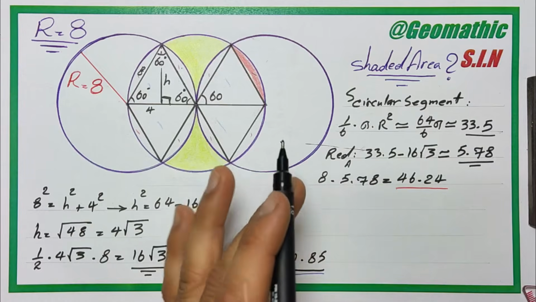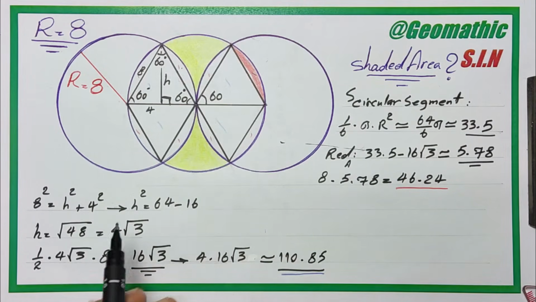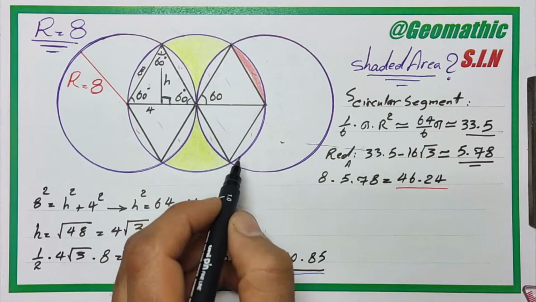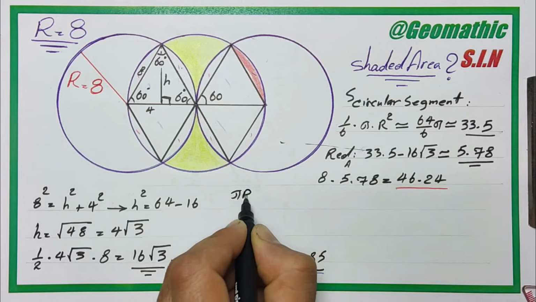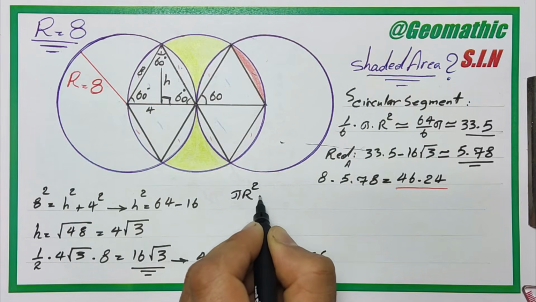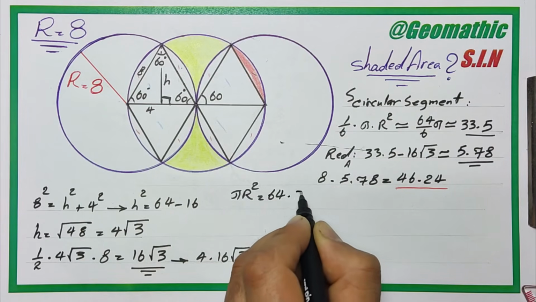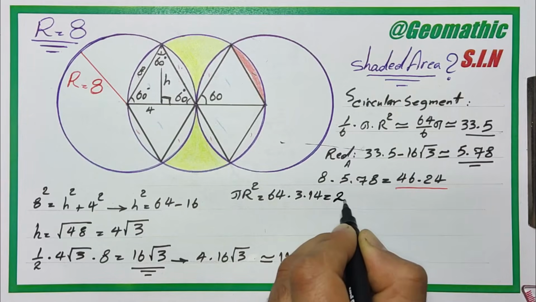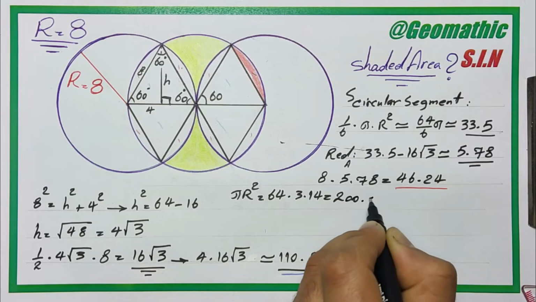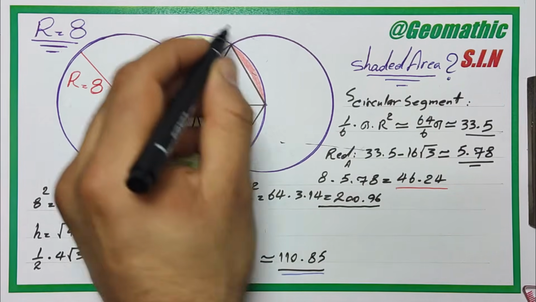And now for the final step, to find the shaded area, we should subtract these 2 values from the whole area of the circle. So the whole area of a circle equals pi times r squared equals 64 times 3.14 equals 200.96, and this is the whole area of a circle.